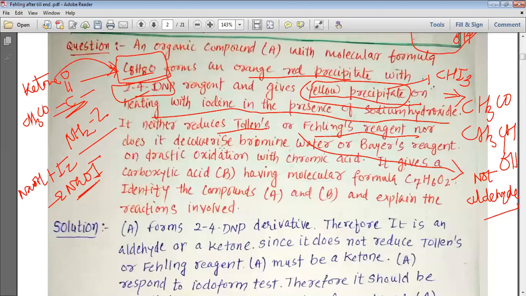It decolorizes the bromine water or Bayer's reagent. On drastic oxidation with chromic acid, it gives a carboxylic acid B, with the molecular formula C7H6O2. Please remember the molecular formula is C7H6O2. Identify the compound A and compound B.